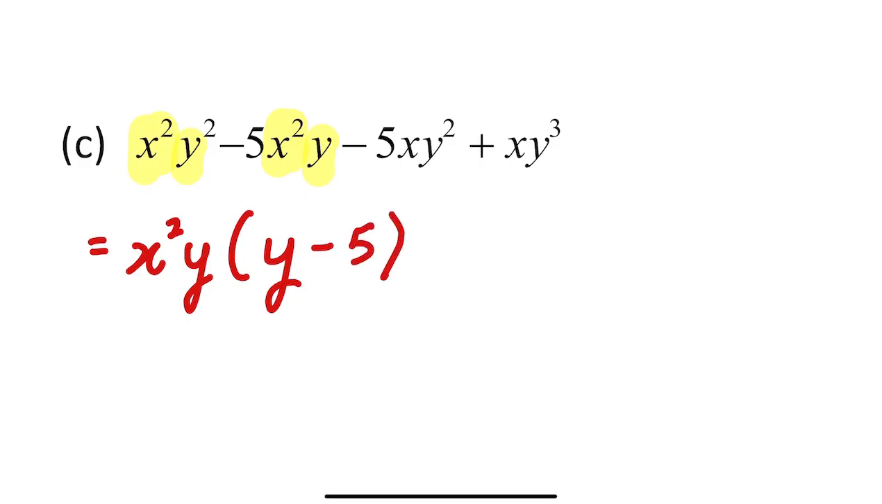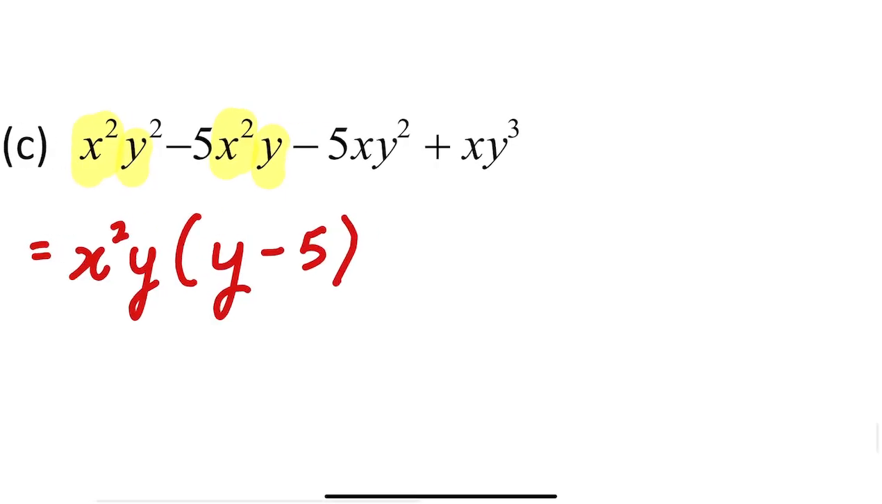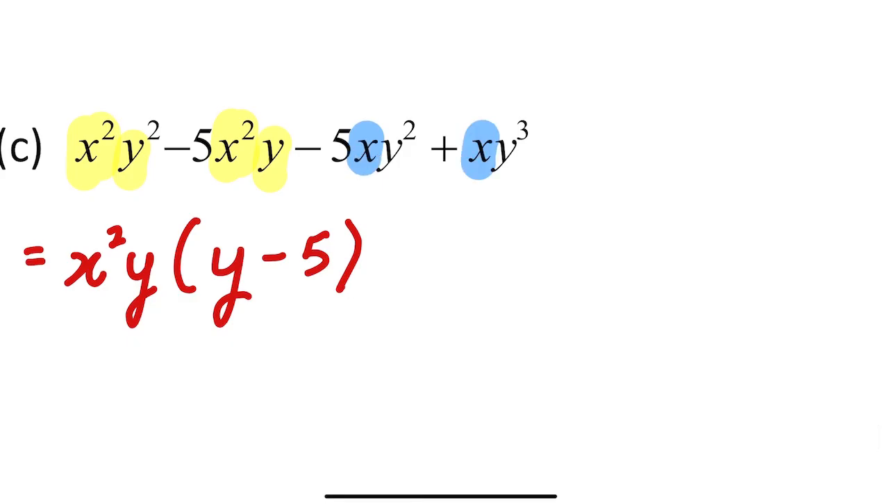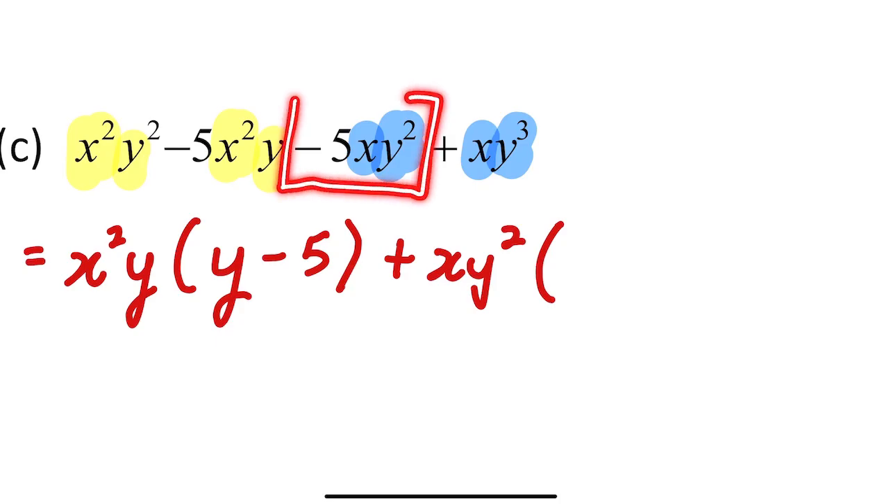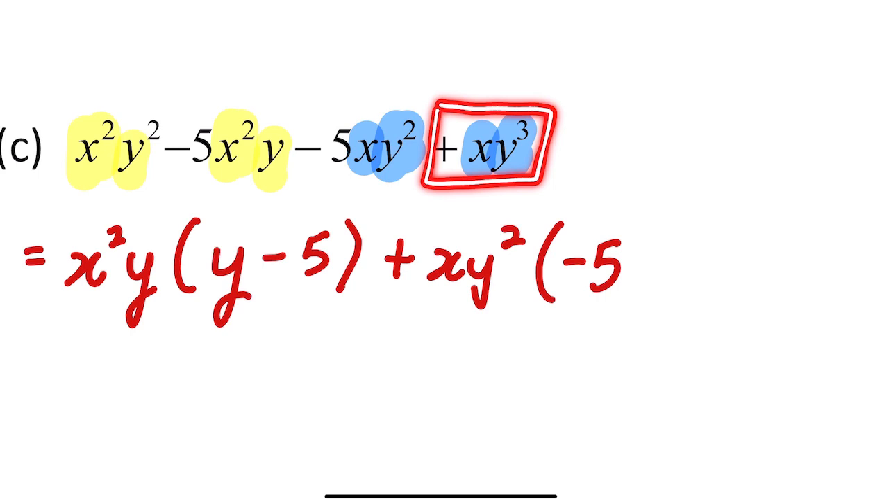Okay, let's look at the next two terms now. I have common factor x, and y squared, also y cubed. So I can take out xy squared. So plus xy squared. First term, if I take out xy squared from negative 5xy squared, I'm left with minus 5. And now this positive xy cubed, I take out xy squared, I'm left with just y.